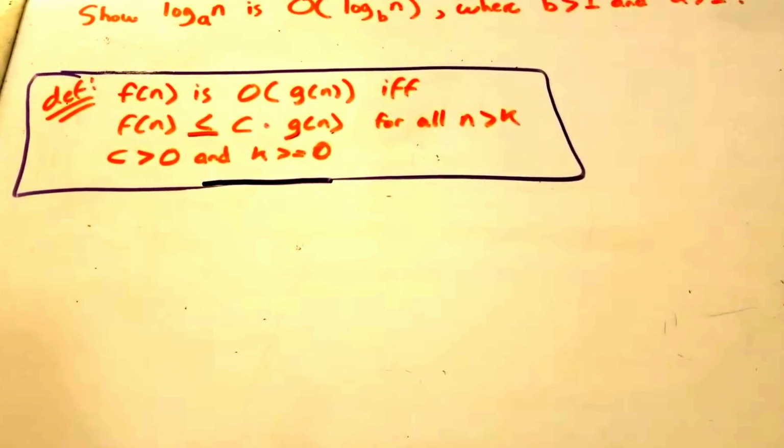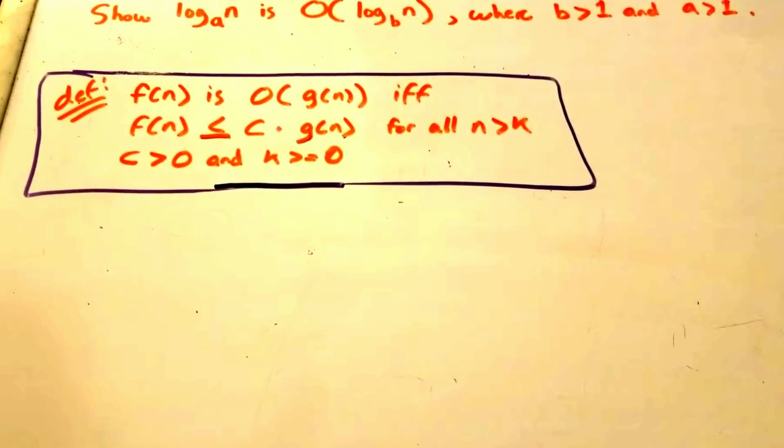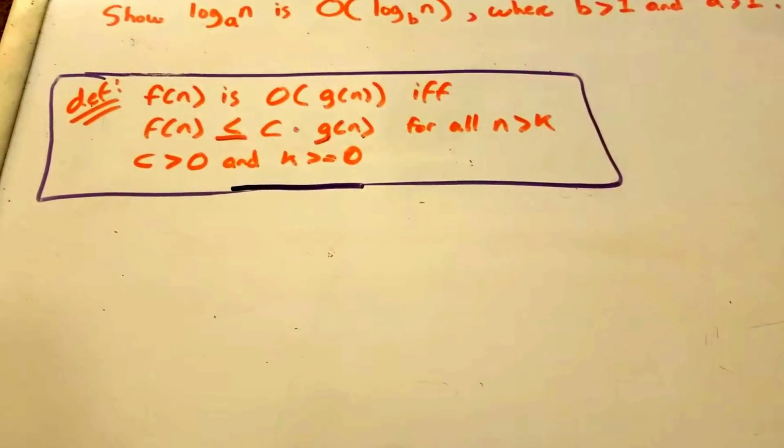So in this video, I'm going to show you guys why the base of logarithms doesn't matter when it comes to big O asymptotics. All right, and actually, as a matter of fact, that's true for all asymptotics.